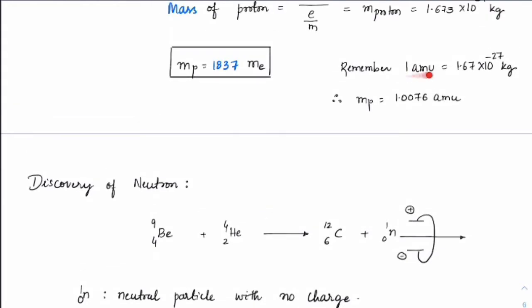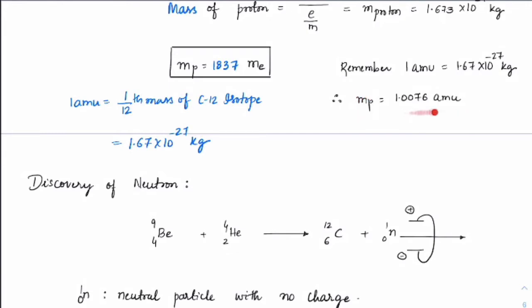By definition, 1 AMU is defined as 1 by 12th the mass of the carbon 12 isotope. When you calculate the absolute value, it comes out to be 1.67 into 10 raised to power of minus 27 kgs. If you write the mass of the proton in terms of AMU, it comes to be 1.0076. But for our calculations, we always take the mass of the proton as approximately 1 AMU.